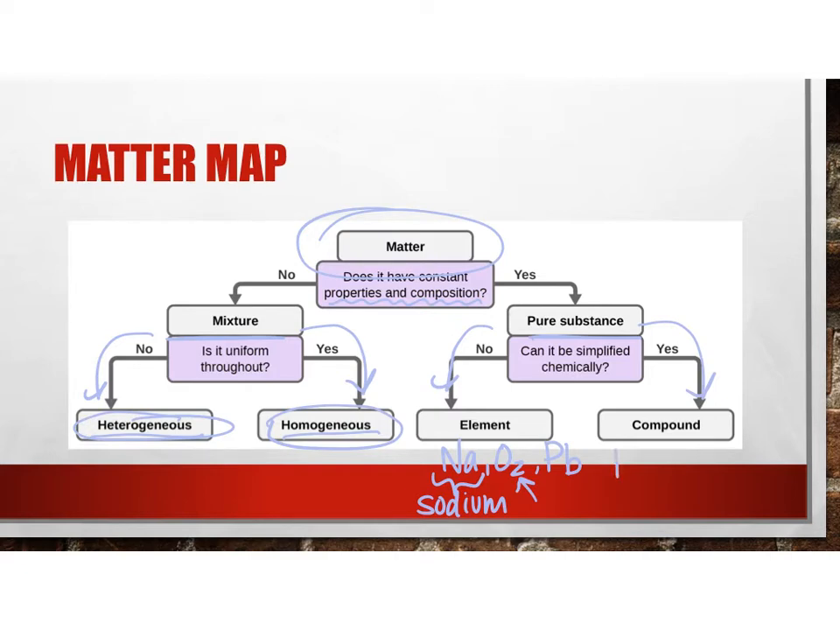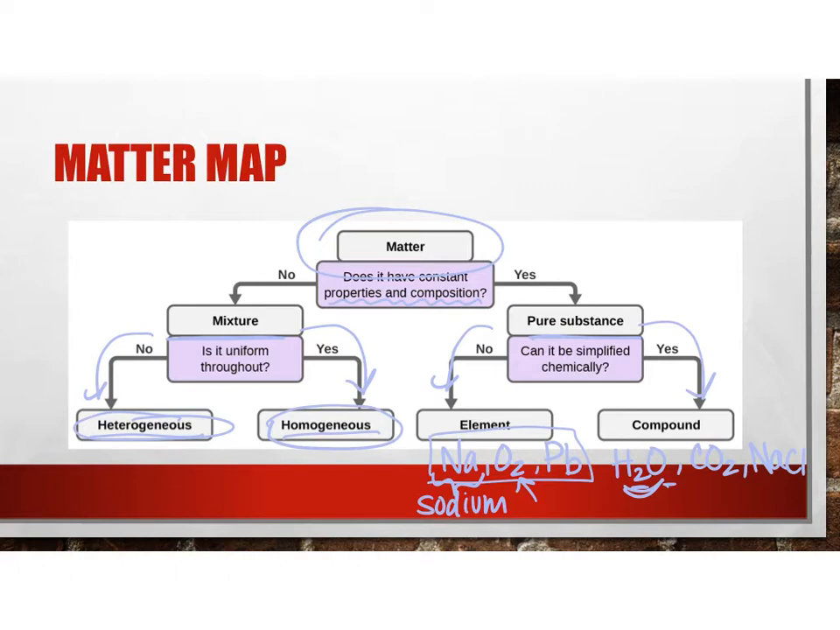A compound would be something like H2O. So this is water. There's two or more types of atoms and they're chemically bonded together in the same ratio. So that means water is always going to have two hydrogens for every one oxygen. Notice the subscripts are what tell you the number of each atom that is in that compound. Another example is carbon dioxide, which is CO2. Another example is table salt, which is NaCl. So notice each one of these has two or more types of atoms, whereas an element is all one type of atom. Okay, moving on to a homogeneous mixture or heterogeneous mixture.